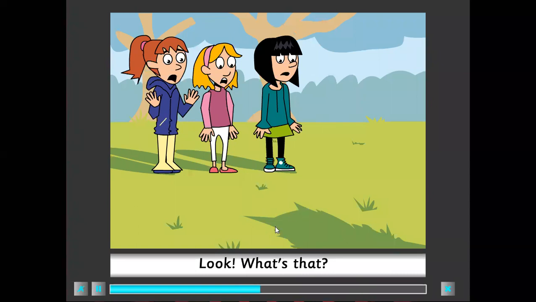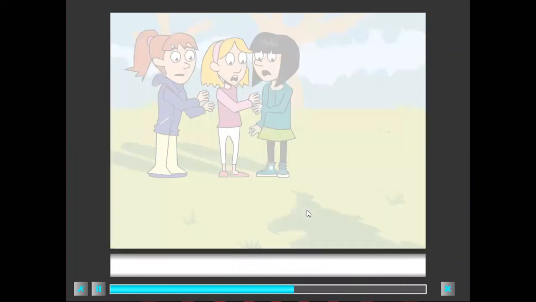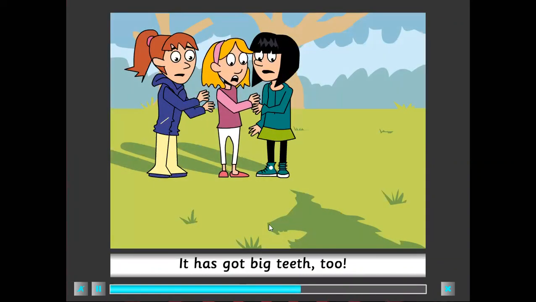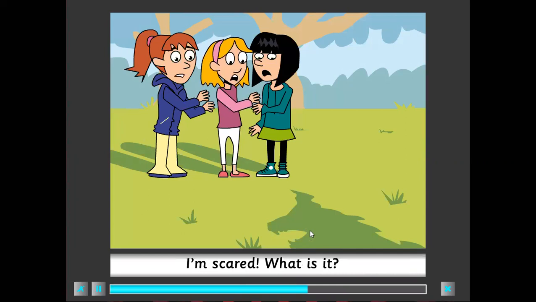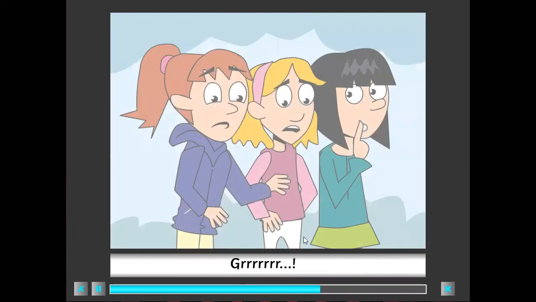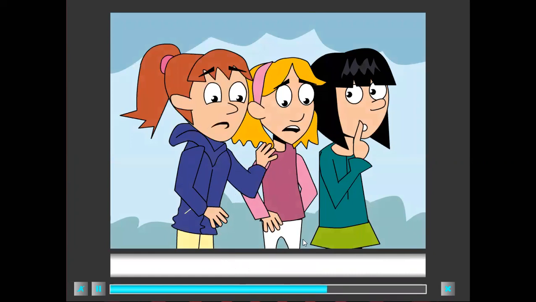Look, what's that? Oh, it has got big ears. Is it a monster, Sally? I don't know. It has got big teeth too. I'm scared. What is it? Let's go home.